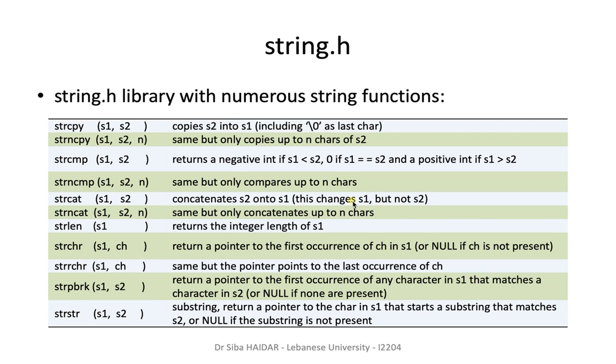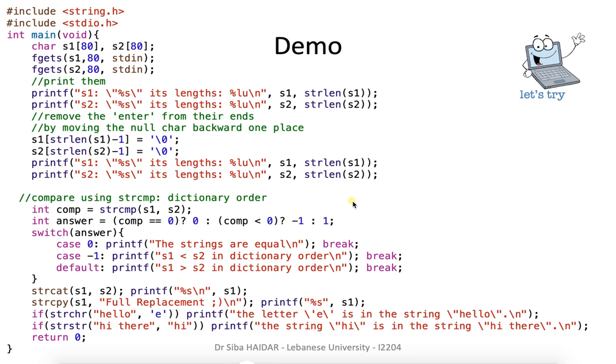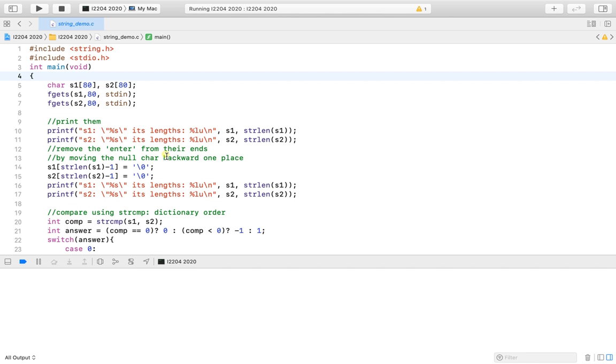We cannot finish this section without mentioning the string.h library, which contains numerous string functions that you should be aware of. And also, after the demo, we will see how some of these functions are implemented. So let's begin with the demo. Here we have our demo program in which we declare two strings, two arrays of chars, because we will read them from the keyboard. So we are obliged to declare them as arrays of chars of size 80 each.